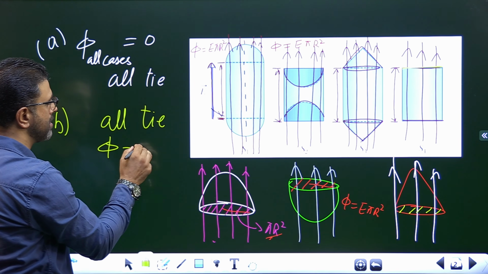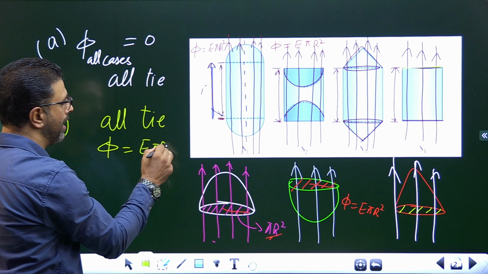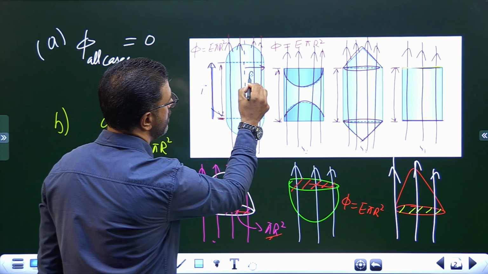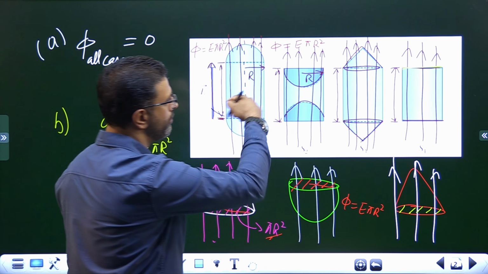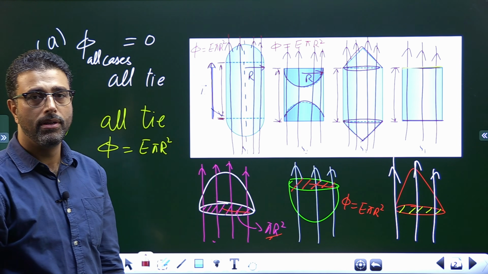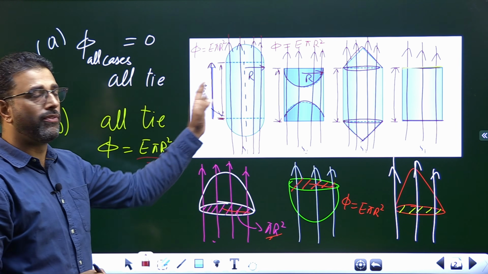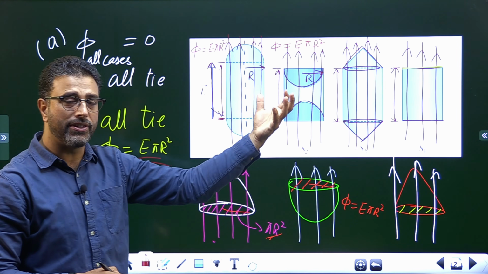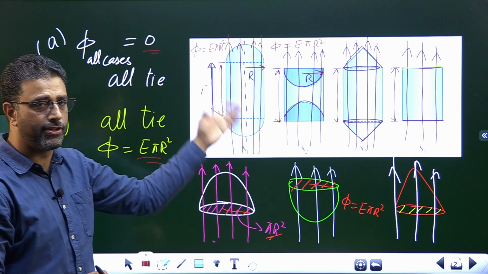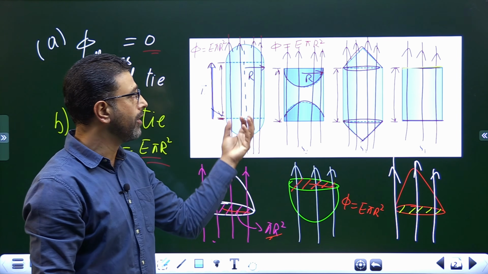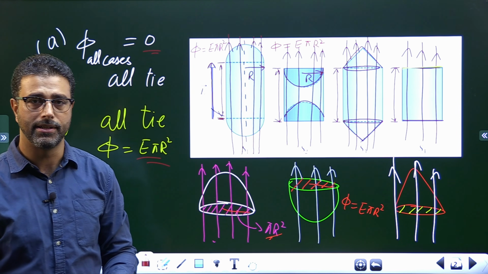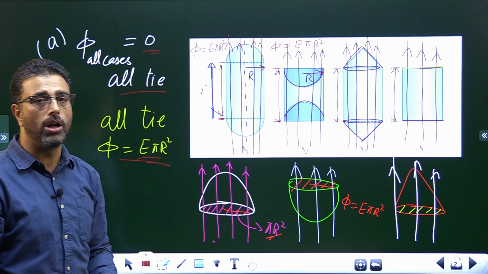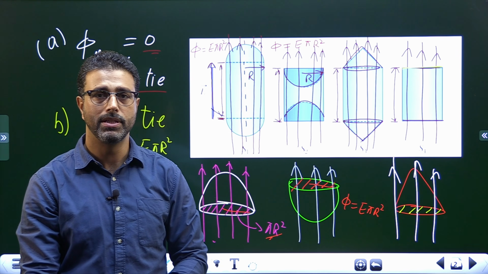And flux in all the cases is E into pi r square, where r is this radius here, which is basically the radius of the cylinder, the radius of the cylindrical part. Is that fine? So all of them tie. All of them will have the same flux through the top caps. As far as the complete surface is concerned, flux will be equal to 0 because there is no charge enclosed, or flux going in from one side is the same as flux coming out from the other side. With the result, total flux is 0 in all the cases. So all tie in part A and all tie in part B as well. Is that fine? Okay.